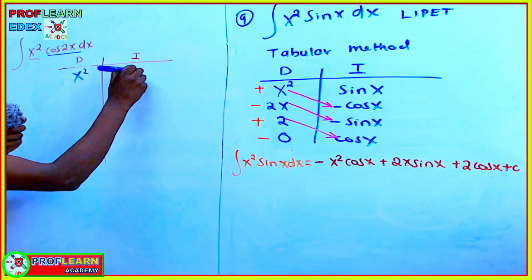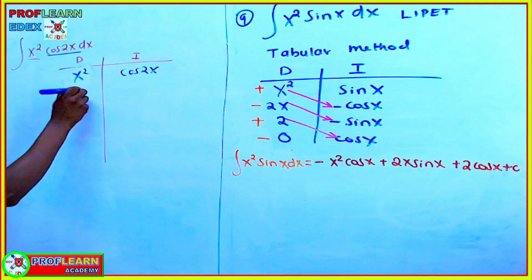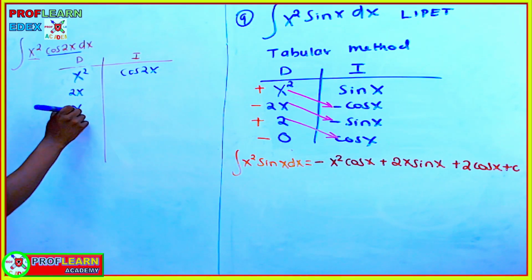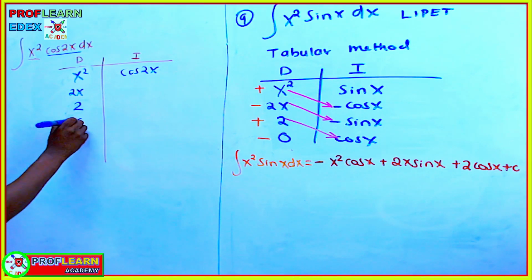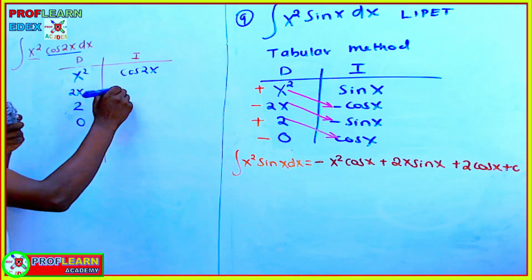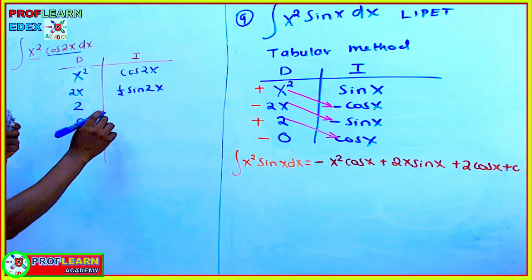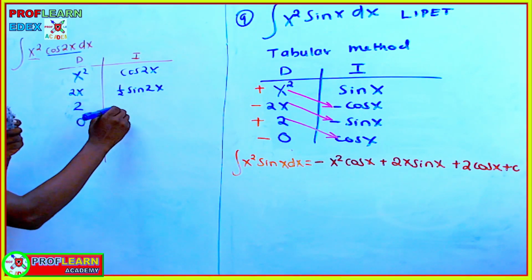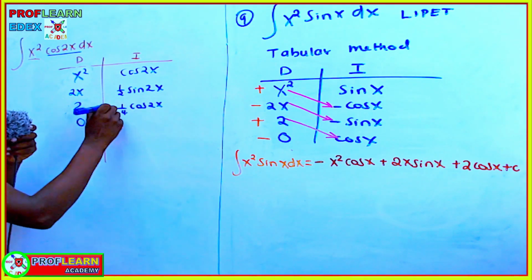So this is cos 2x. Now differentiating this term, we're going to have 2x. Differentiating 2x, we're going to get 2 at this point. Differentiating a constant, you are going to get 0 there. Now integrating this, we are going to get 1 over 2 sine 2x. Integrating this, we are going to get negative 1 over 4 cos 2x.